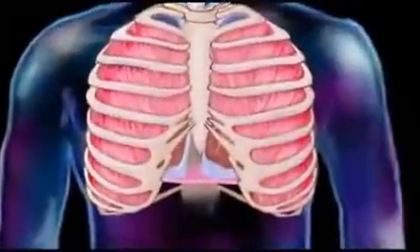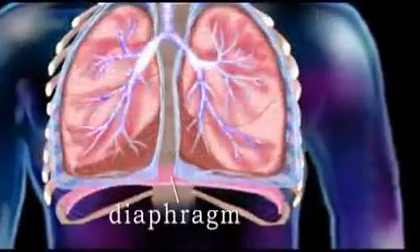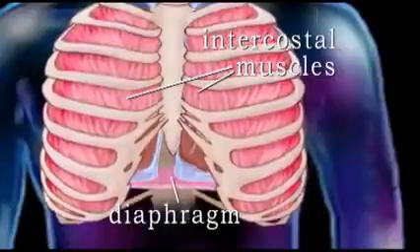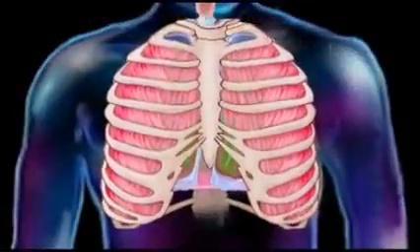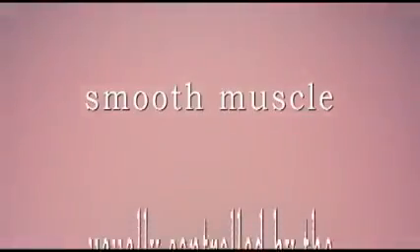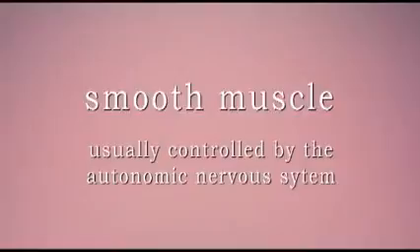Most of our skeletal muscles are under our voluntary control. Even the muscles we use for breathing, such as the diaphragm and the intercostal muscles that lift our rib cage during deep breathing, can be consciously controlled when we choose to do so. Smooth muscle tissue is different. It is usually controlled by the autonomic nervous system, and we are not aware of it.